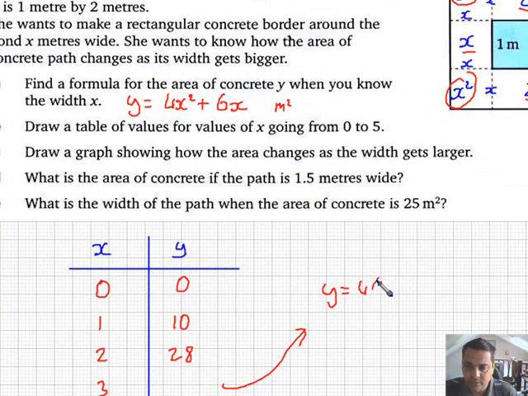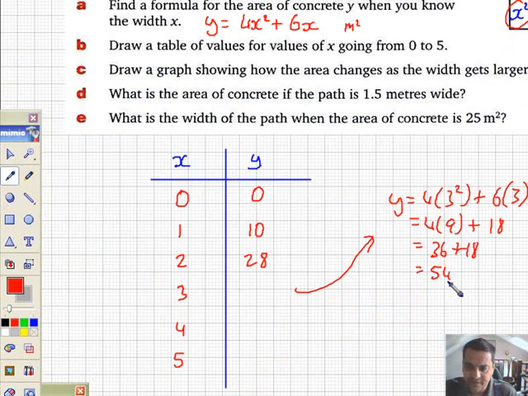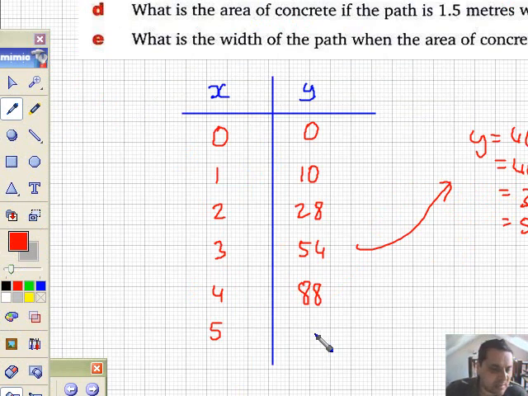So Y equals 4 lots of 3 squared plus 6 lots of 3. That's 4 lots of 9. Clearly, 3 squared is 9, plus 18. Altogether, 36 plus 18 comes to 54. And 54 goes there. I don't need to demonstrate 4, I just take it straight from my previously worked answers. If you substitute 4 into the formula, you get an area of 88 meters squared. And similarly, if you substitute the 5 in there, you get 130 meters squared. So there you go, I've demonstrated one and I've done 2 or 3 in my head for you.